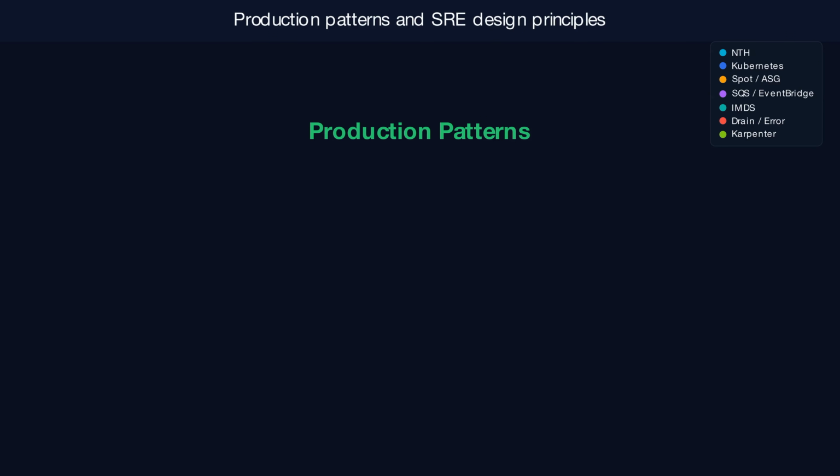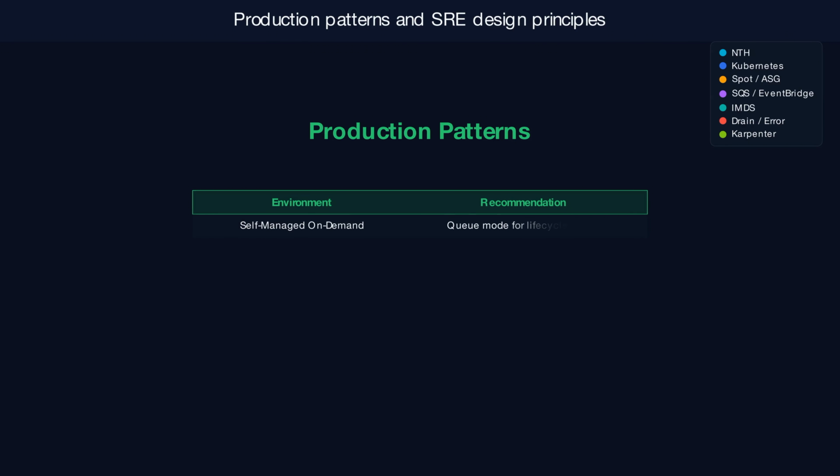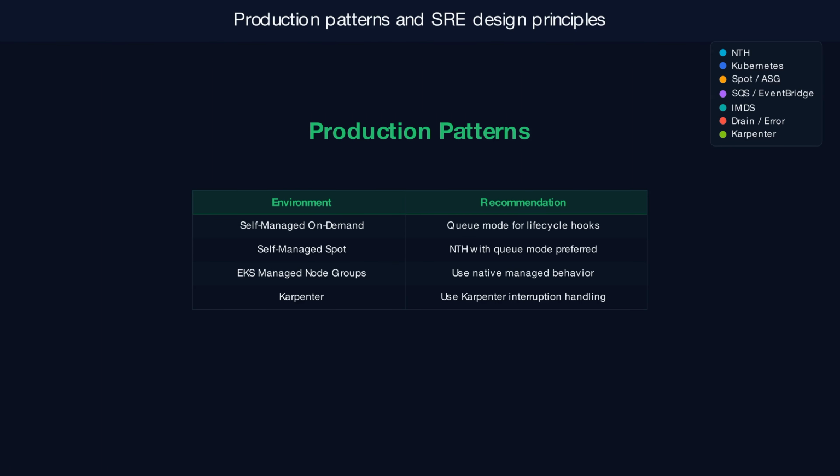Let us talk production-grade design. For self-managed on-demand nodes, queue mode gives you full lifecycle hook orchestration. IMDS mode may be enough if you only need basic interruption detection. For self-managed spot nodes, NTH is a strong fit. Queue mode with lifecycle hooks gives the most controlled drain window. For EKS managed node groups, use the native managed behavior. Do not add NTH unless you have a very specific, validated need. For Karpenter, use Karpenter interruption handling.